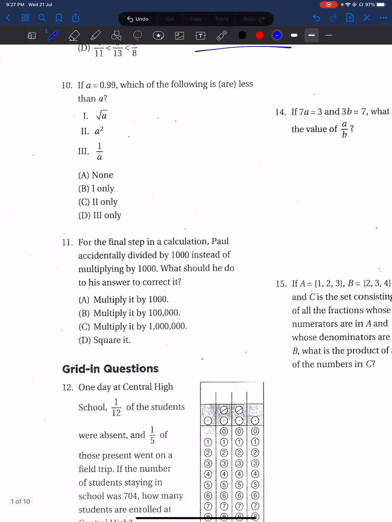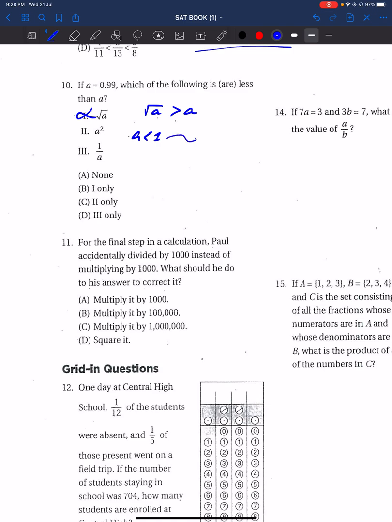Number 10. If A is equal to 0.99, which of the following is or are less than A? So we're looking for a number that is less than A. Accordingly, radical A, since A is less than 1, then radical A would be greater than A, and choice number 1 is wrong.